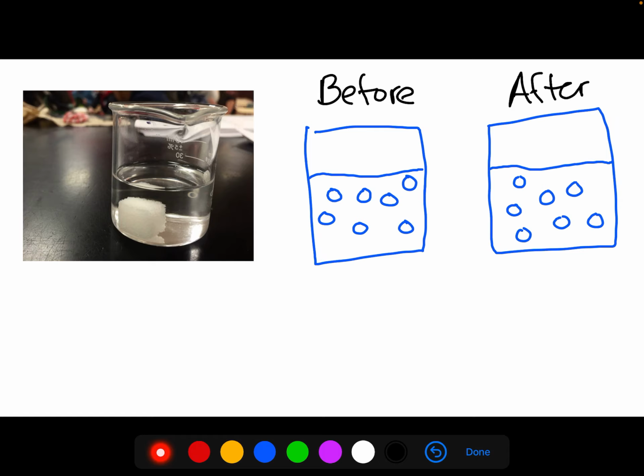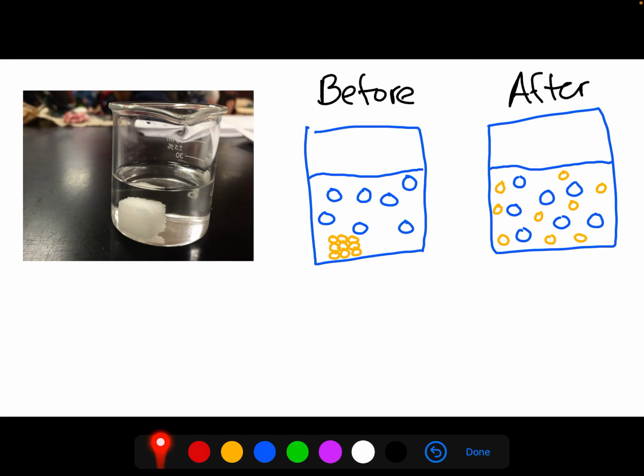In my before picture, I also have sugar. So I'm going to change the color for sugar because I can do that pretty easily on my iPad here. And you can see my sugar is in a nice solid block there. So I'm going to represent it as a solid block. And I've got 9 sugar particles before and then after. They're going to dissolve in the water. 1, 2, 3, 4, 5, 6, 7, 8, 9. So this is again a very simple particle drawing of what would happen when sugar dissolves in water.